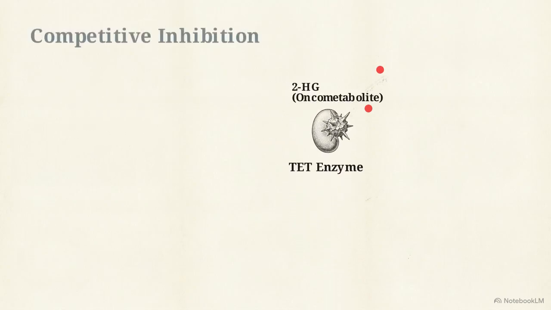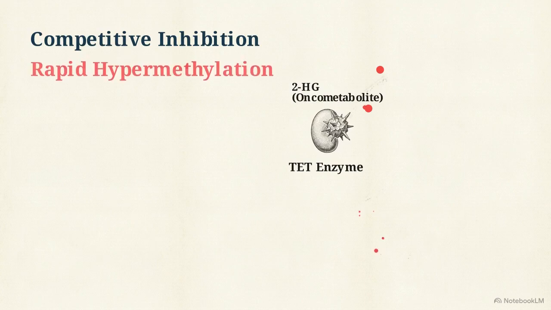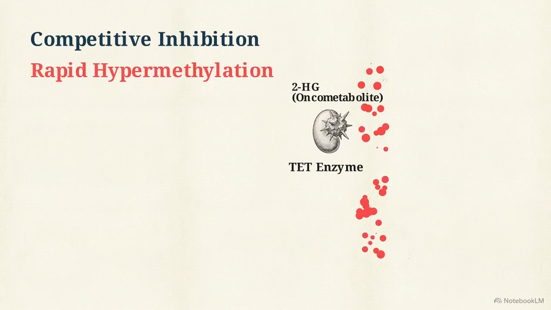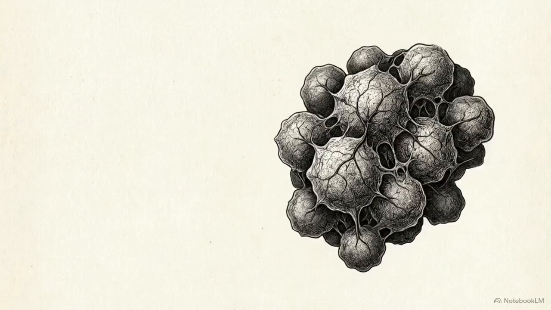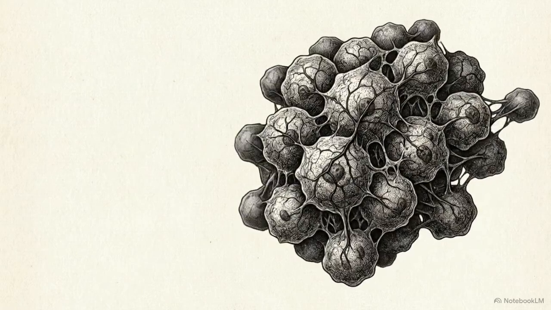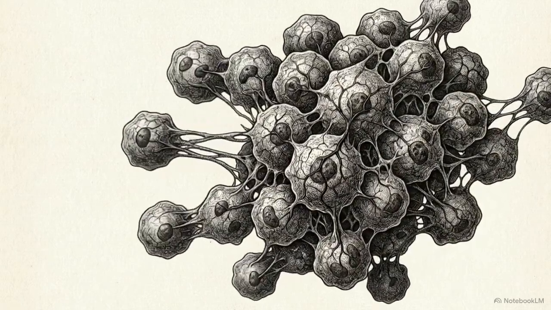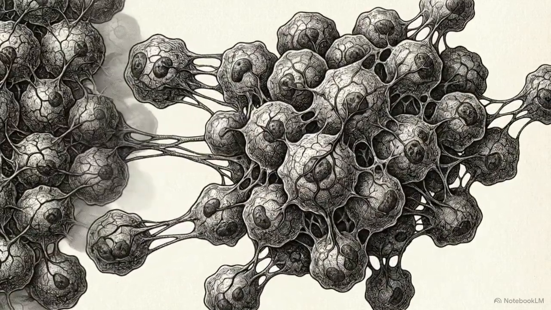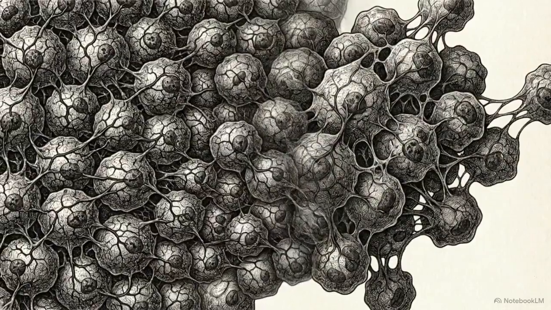TET enzymes are responsible for hydroxylating methyl groups on DNA to facilitate demethylation. When TET is inhibited, the DNA undergoes rapid hypermethylation. This structural hypermethylation physically locks the cell in a primitive, undifferentiated state, rapidly promoting aggressive and uncontrolled cancer tumor growth.